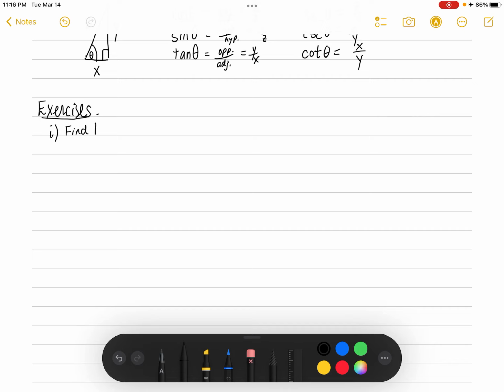Find the exact. It's my cat. Find the exact. Scratching up the chair.